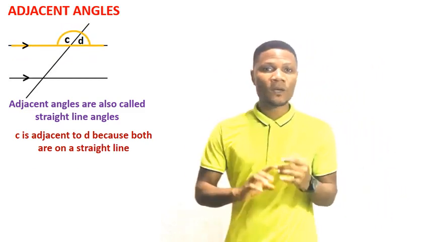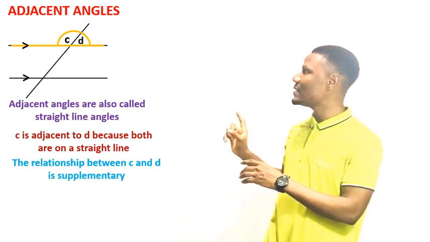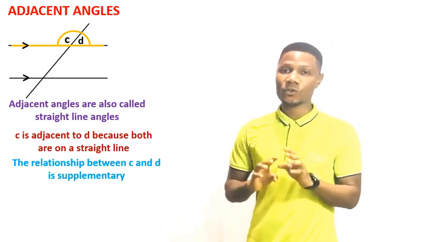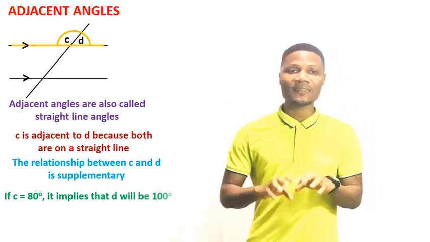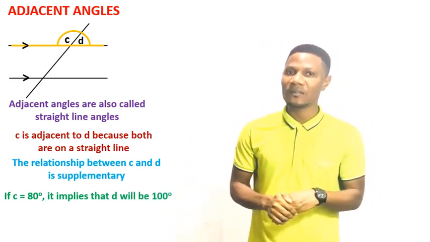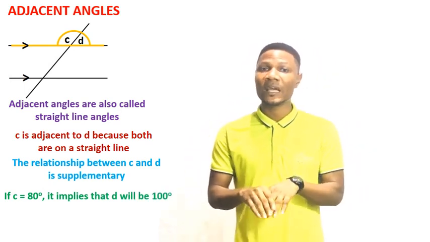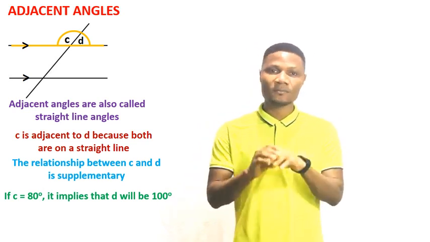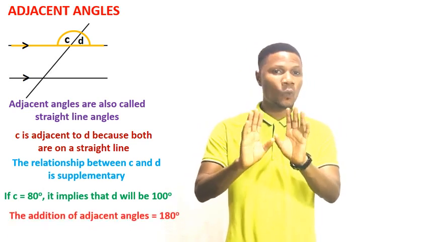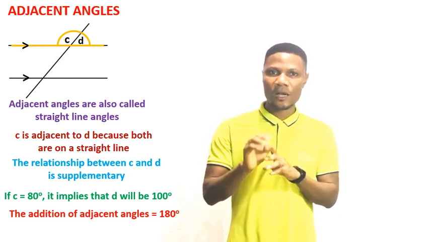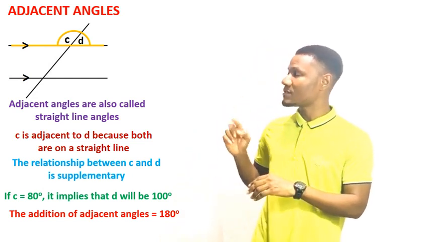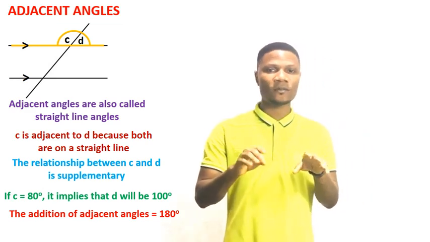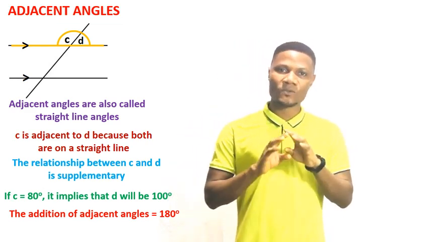In other words, the relationship between C and D is supplementary. So if C is 80 degrees, it implies that D will be what? 100 degrees, because if they are supplementary, if they are formed on a straight line, it means that their addition will give us 180 degrees. And 180 degrees minus 80 degree, which is the value given to C, will get the value of what? Of D, which is what?